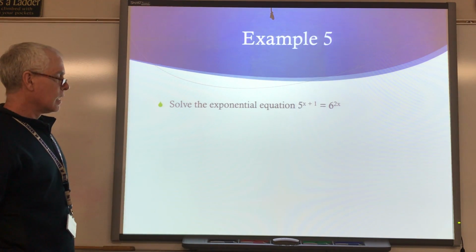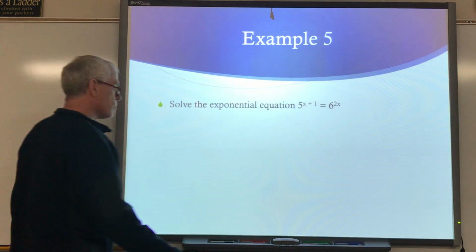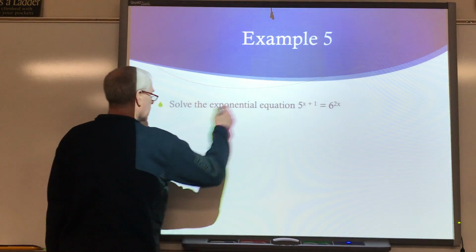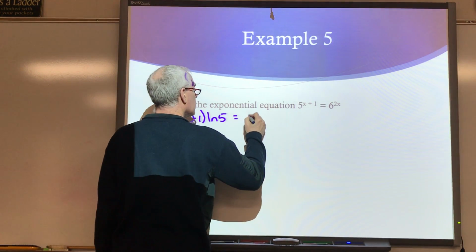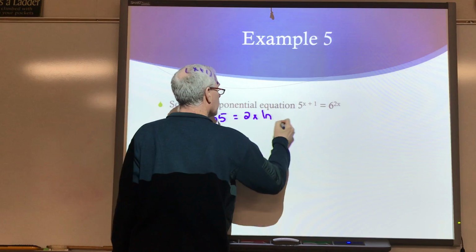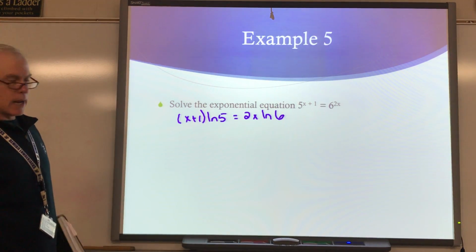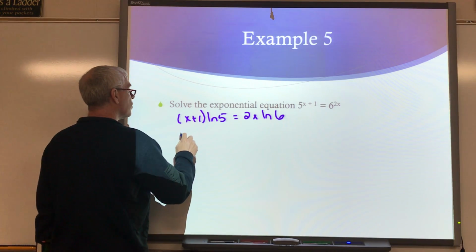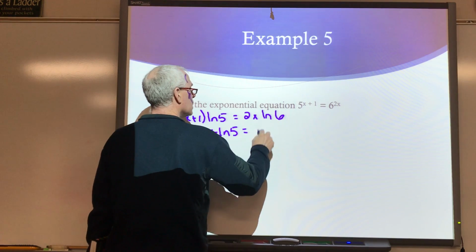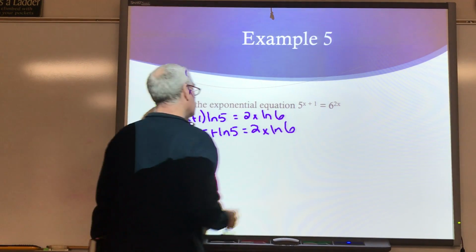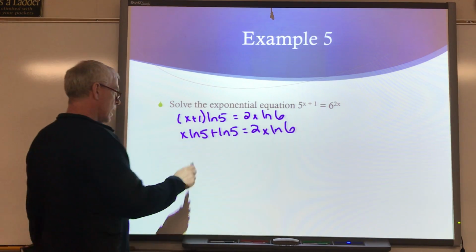All right, same thing. I've got both sides of the equal sign that are exponents and the bases are not the same. So I'm going to take the natural log of both sides and the exponents come out in front. So I've got x plus 1 ln of 5 equals 2x ln of 6. Now I've got x's on both sides, so I'm going to have to get all the x's to one side. I'm going to distribute here first. So this is x ln 5 plus ln 5 equals 2x ln 6. So I'm going to take both expressions that have an x and move them to the same side.